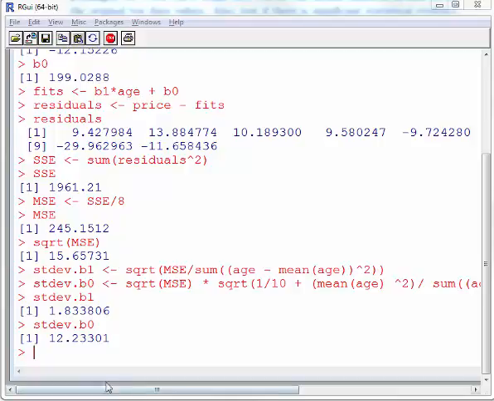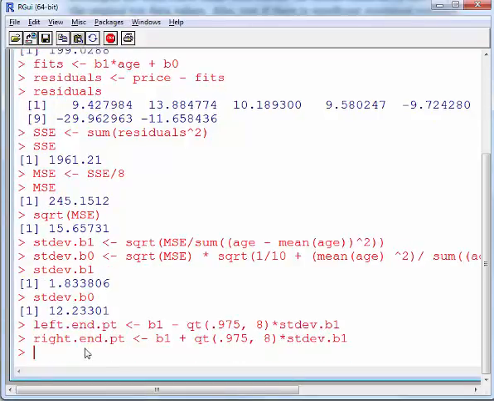Then to get a 95% confidence interval for beta1, I'll say my left and right endpoints will be these numbers. My left endpoint, again, this is an interval for beta1, so it's my best guess for beta1 minus that t number times the standard deviation for B1. The t number, remember, we're making a 95% confidence interval, so I've got to go to the 97.5 percentile.